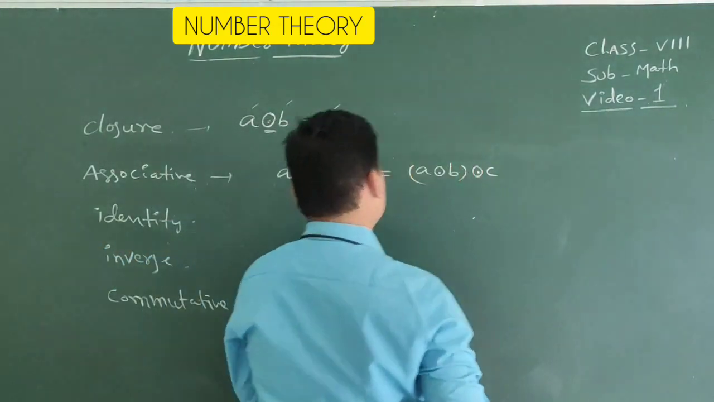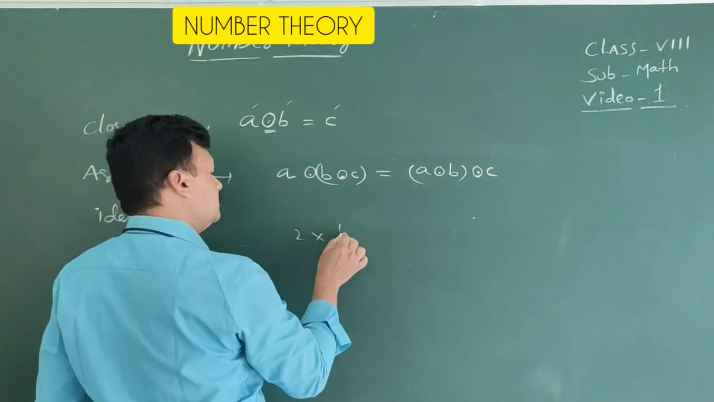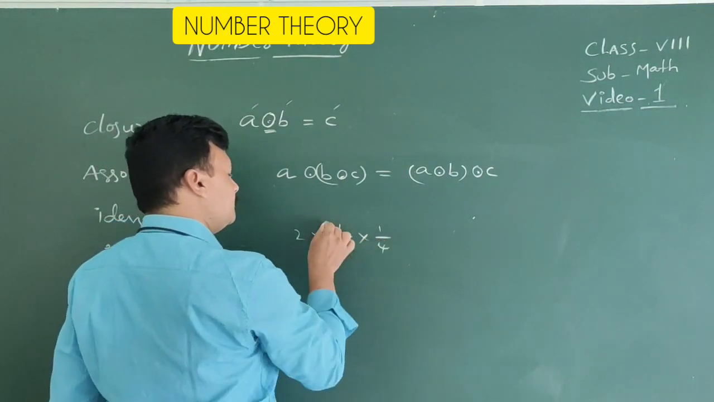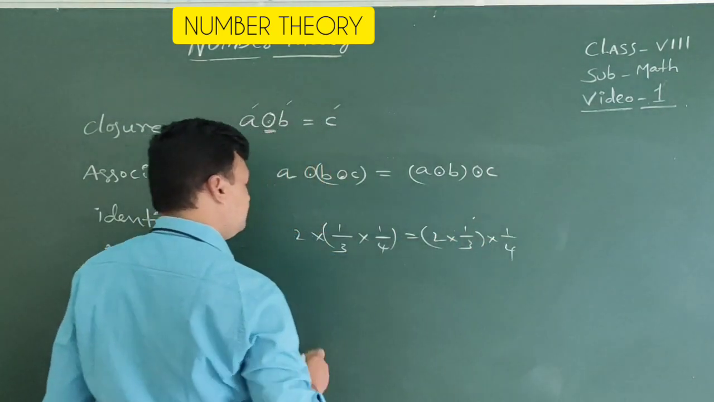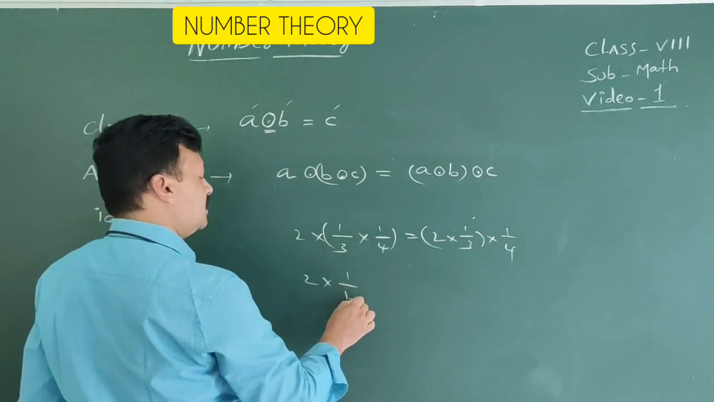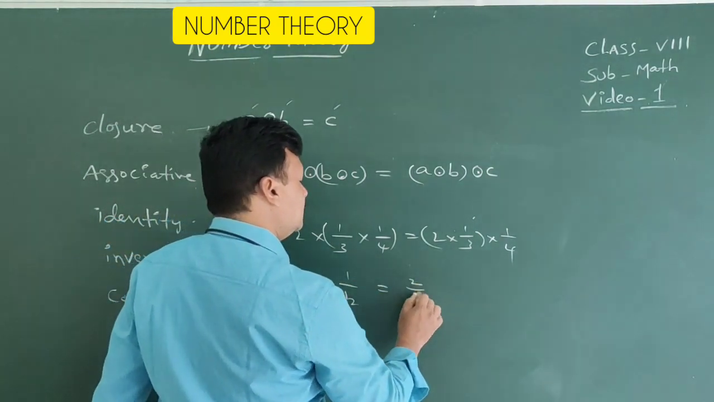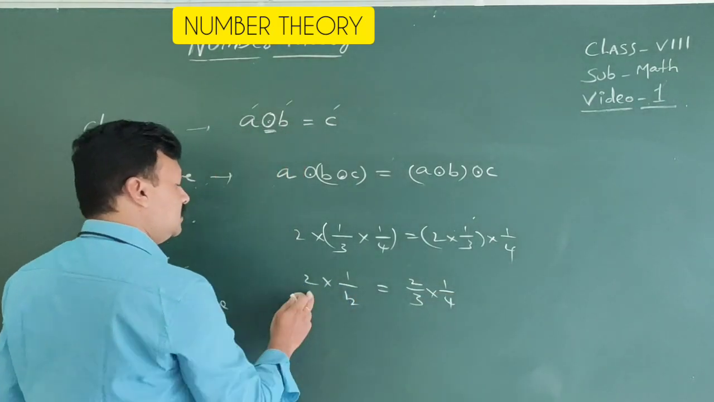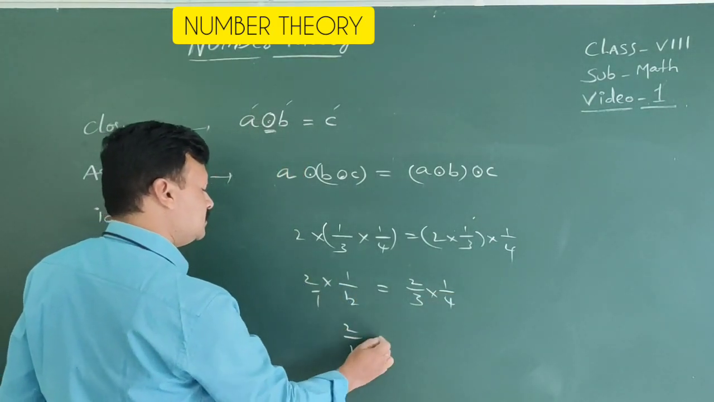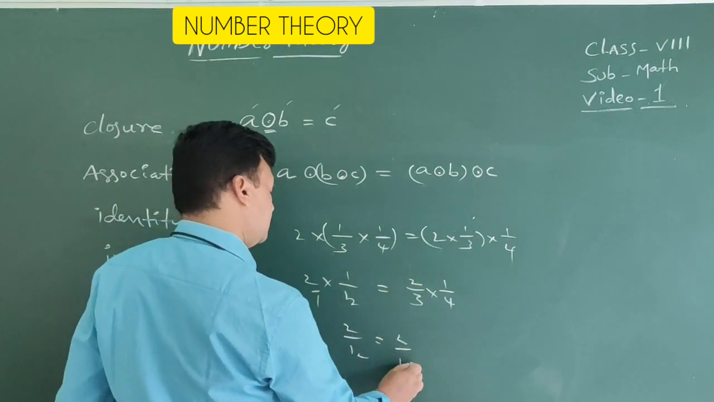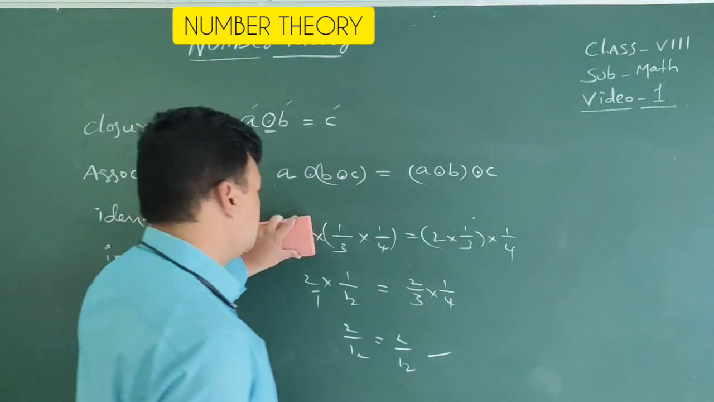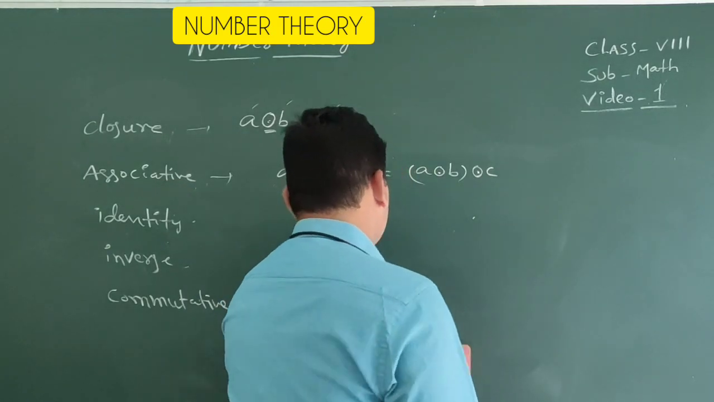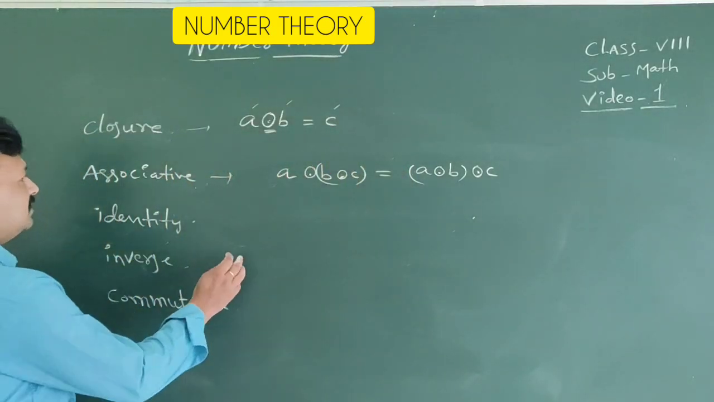Multiplication holds. 2 into 1 by 3 into 1 by 4: taking the first two, 2 by 3 into 1 by 4, 2 ones are 2, so 2 by 12. Taking the other grouping, 1 by 3 into 1 by 4 is 1 by 12, and 2 into 1 by 12 is also 2 by 12. So with respect to multiplication also it holds. So the associative property with respect to addition and multiplication is true.